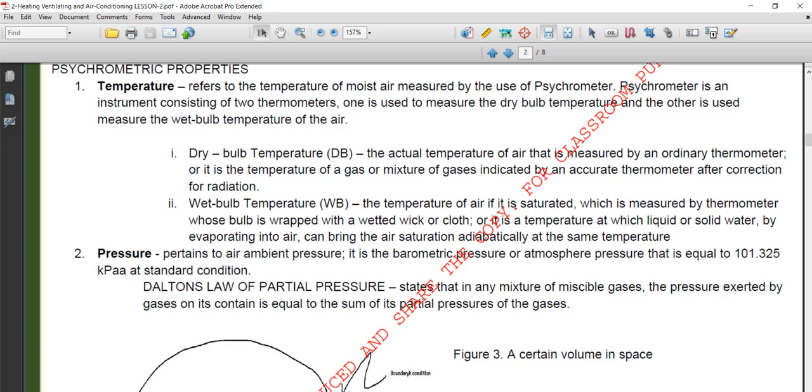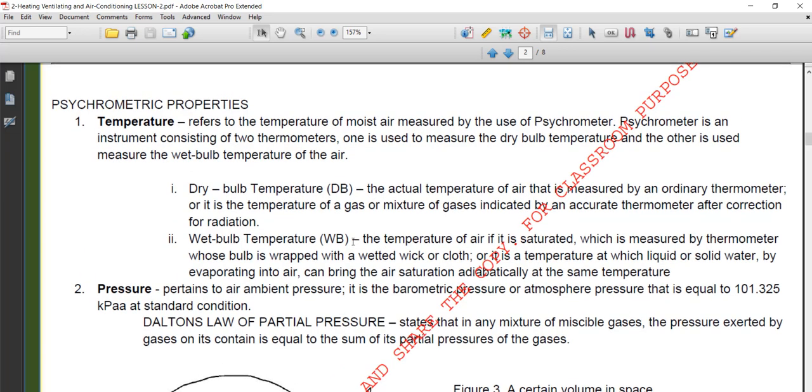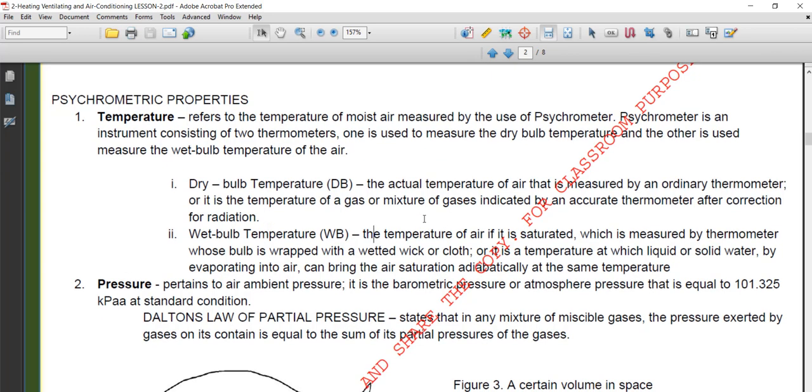If you can still remember our subject, ME Lab 1 or 2, I think it is ME Lab 1 if I'm not mistaken, there is a laboratory conducted there on how to use the psychrometer. The mechanical psychrometer is composed of two bulbs. I hope everybody performed that activity, and that none of you was absent.